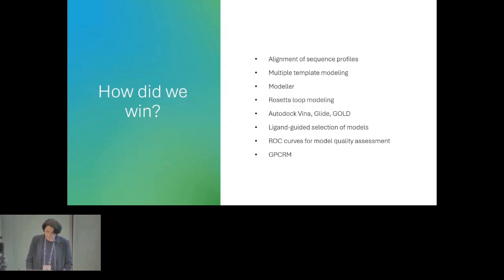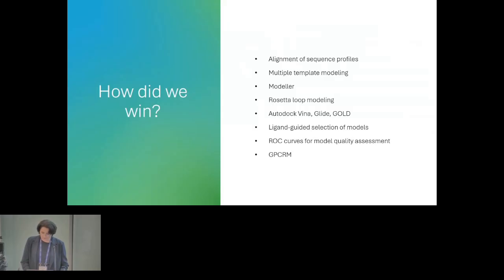How did we win? At first, I improved sequence alignments used for model building by including sequence profiles. I also used multiple template modeling to release the model from a single template's restraints. This was particularly useful for distant homology modeling.